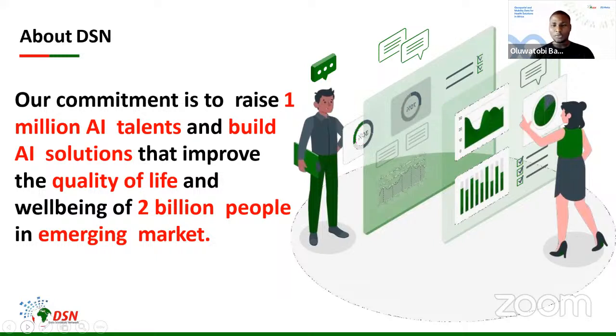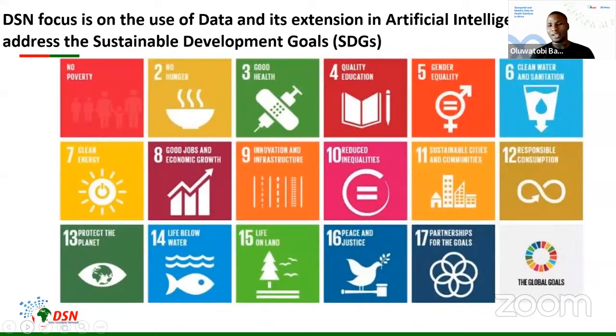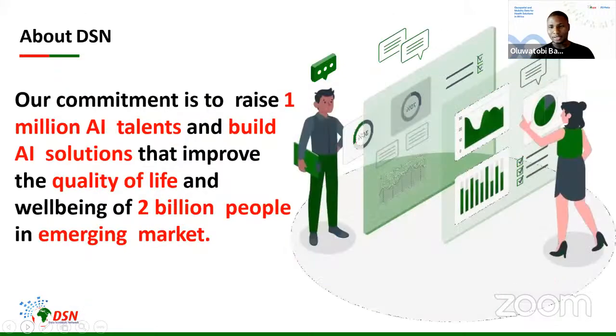If you knew DSN before now, you heard Data Science Nigeria, sometimes you're hearing Data Scientist Network. All in all, we are an institution that is committed to raising 1 million AI talents in 10 years. If you knew us before now, that was everything that we said. But now we have a larger mandate. Beyond just raising 1 million AI talents in 10 years, we want those talents that we raise to build AI solutions that improve the quality of life and well-being of 2 billion people in emerging markets.